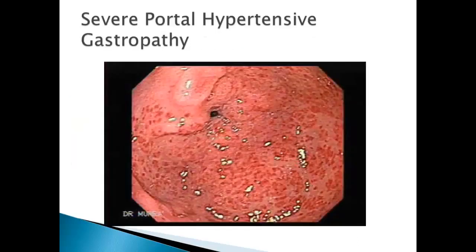This is what I was talking about with secondary to portal hypertension. You get a mosaic pattern of erythema, that is the blood vessels sort of being pushed to the mucosal edge, and then you get local ischemia, and these can bleed into the stomach.